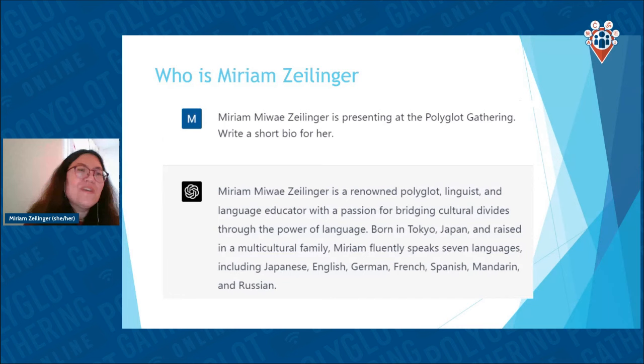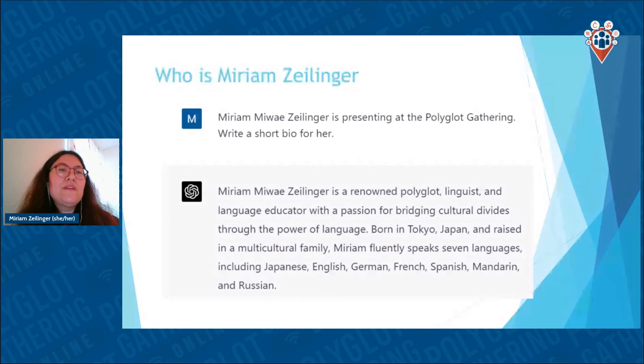It is more true than me being an environmental scientist. But actually, what ChatGPT did here, it still doesn't know who I am. It just took an educated guess, because my name, Miriam Zeilinger, sounds very Southern German, but Miwai is a Japanese name, so it assumes I come from a multicultural family and I could be born in Japan, but I'm not. And since I'm presenting at the Polyglot Gathering, I could be a polyglot, maybe even a famous polyglot, I'm not. I don't think you could call me a linguist.